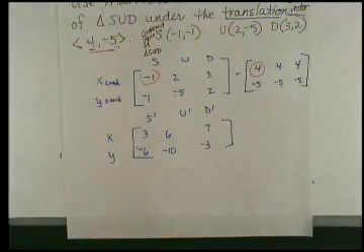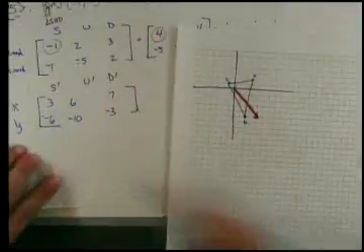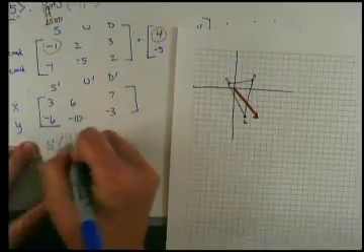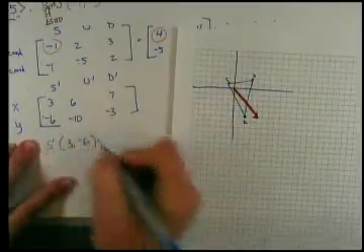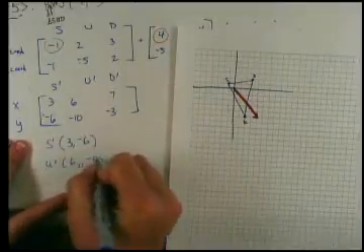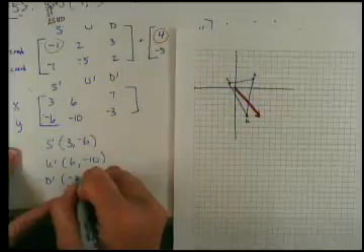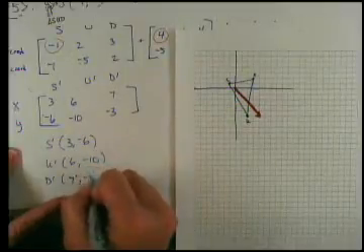So if we were to plot our new values, this works out to be the new S prime is the coordinate 3, negative 6. And the new U prime is 6, negative 10. And the new D prime is 7, negative 3.